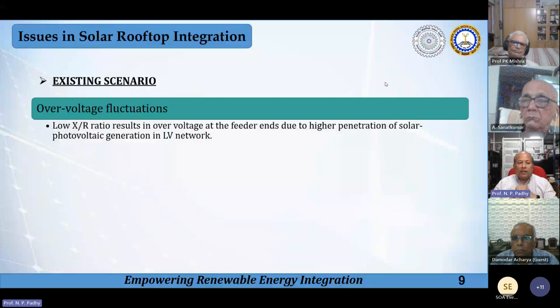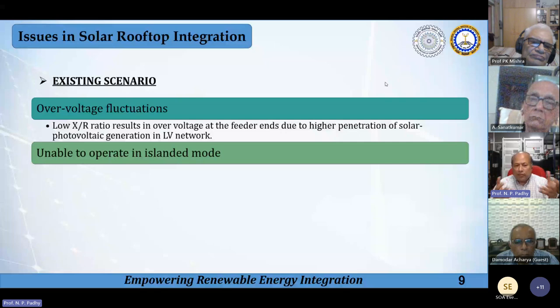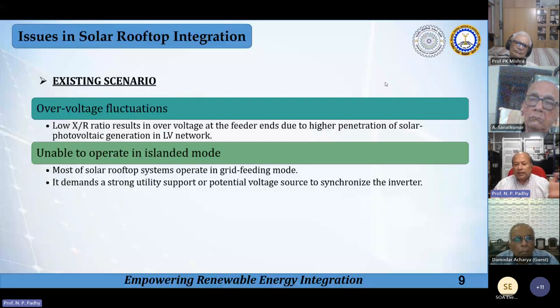That may be due to the low X by R ratio, which results in overvoltage at the feeder ends due to higher penetration of solar photovoltaic generation in the low voltage networks. Now, there is one more issue that I addressed at the beginning of the talk: inability to operate in islanded mode. That means when the grid is not there, those small low voltage networks are unable to operate in islanded mode because the main grid is not visible to the inverters. Most solar rooftop systems operate in a grid feeding mode, and it demands a strong utility support or potential voltage source to synchronize the inverters. When the inverters don't see the grid's availability, they stop generating.